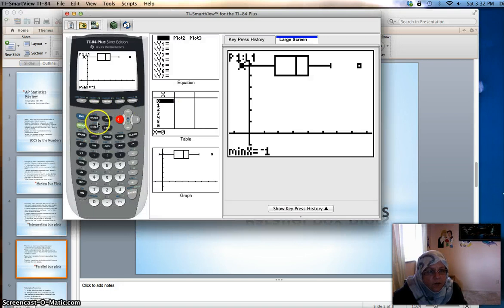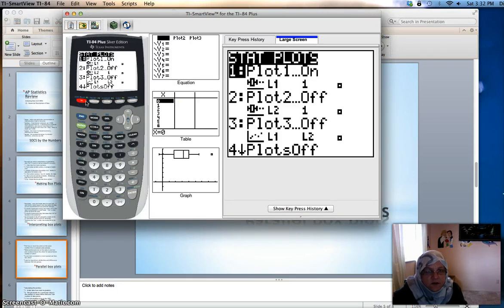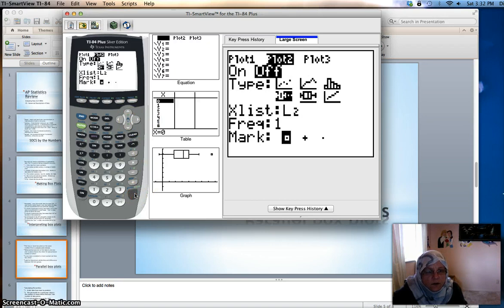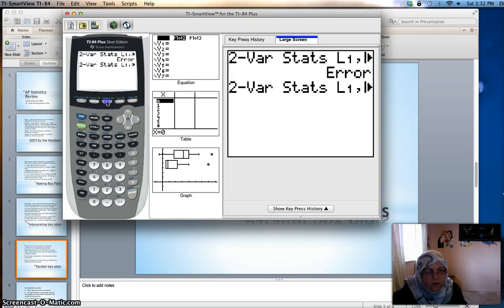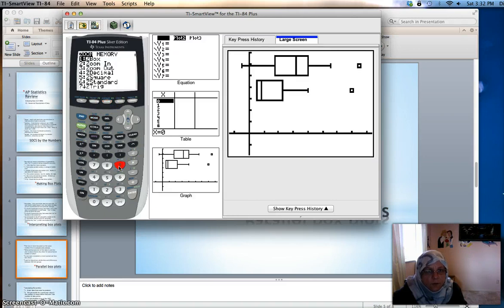I have a second set of data stored in list 2, and so I'm just going to go down and turn that on and make sure that I'm choosing list 2 here, and again the box plot. Now zoom, I'm getting this weird menu here, so I quit first and then I can zoom without having to deal with that menu. And there they are. So here are the two box plots.